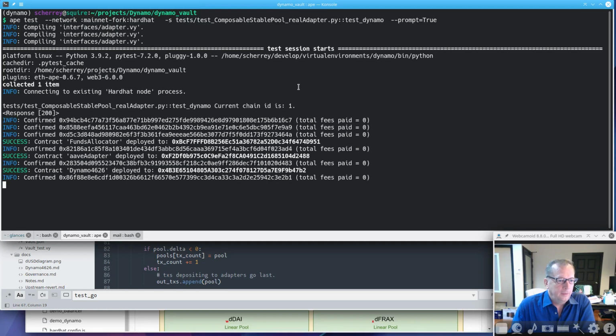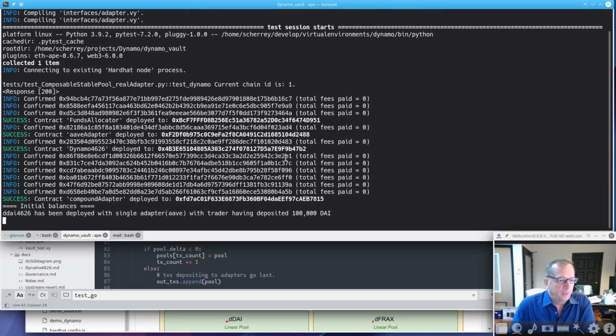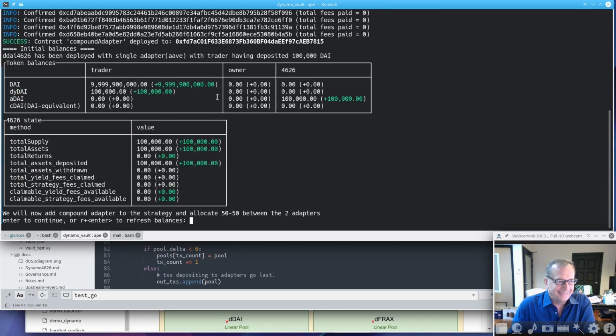Chain ID 1, Ethereum mainnet. Deploying a bunch of things. We're going to make some initial deposits. So in this case, we've got a trader wallet. This is the person who's going to be interacting with the vault. They have 10 billion DAI, but they elected to deposit 100,000 DAI into the contract from the beginning. So they now have 100,000 Dynamo DAI, because this vault is for DAI. And so that's the balance here.